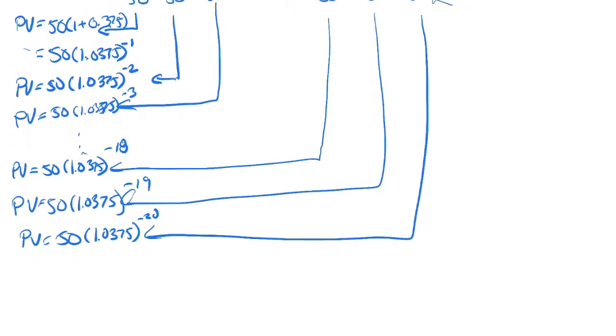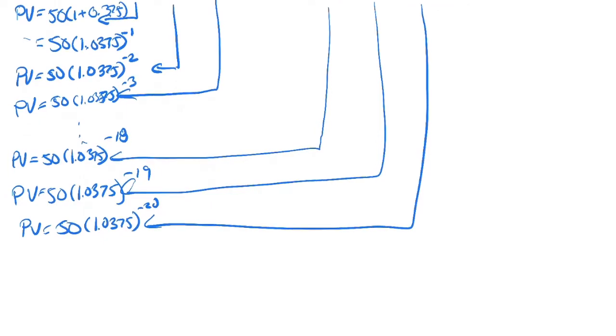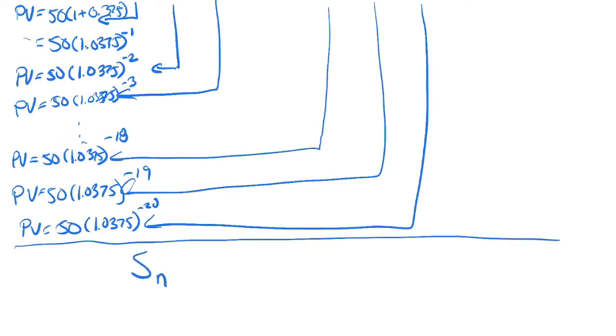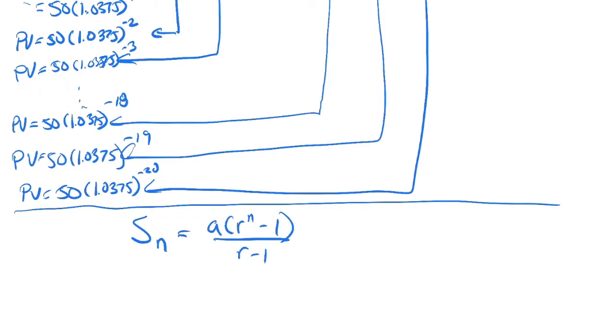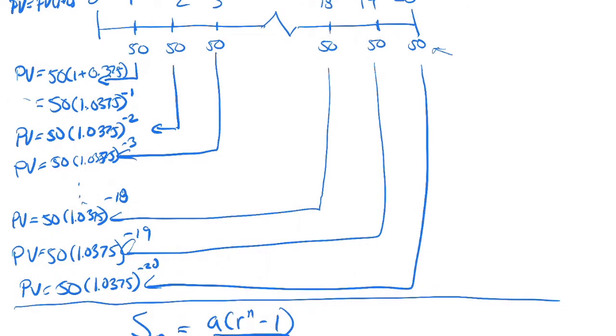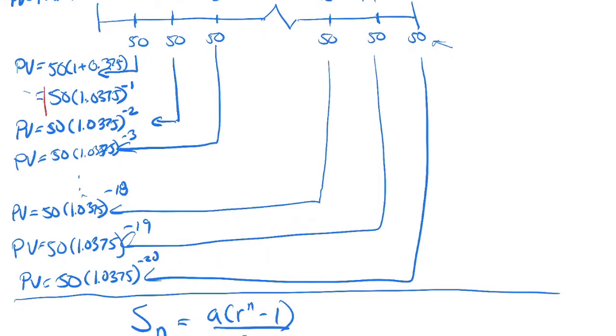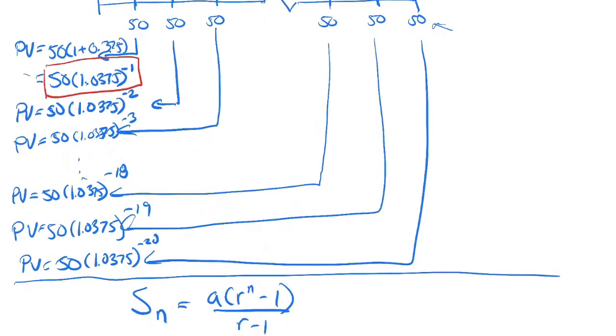So here we can see that this is just going to be another geometric series. Let's go back and look at our equation for a geometric series: S_n is a times (r to the power of n minus 1) all over (r minus 1). That was a little bit of a tricky equation, so let's go back and look at the pattern that we established. The very first number in our series is that. What's the ratio? We're dividing by 1.0375 every single time, so r in this case is 1.0375 to the power of negative 1, or 1 over 1.0375.